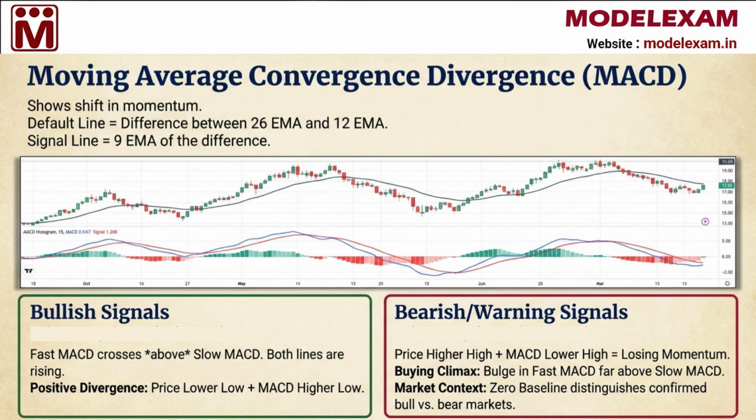However, you must watch out for warnings. If the price is making a higher high, but the MACD is making a lower high, that is called negative divergence. It means the upward momentum is running out of gas and a drop might be coming.